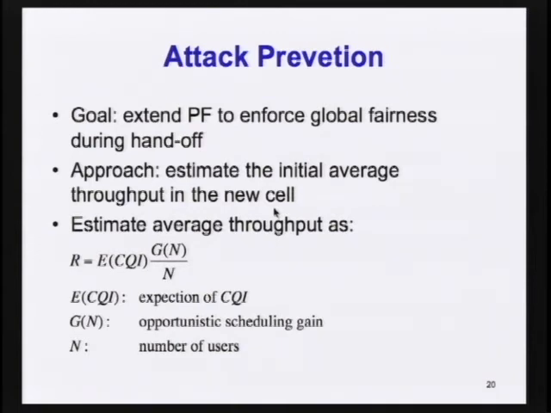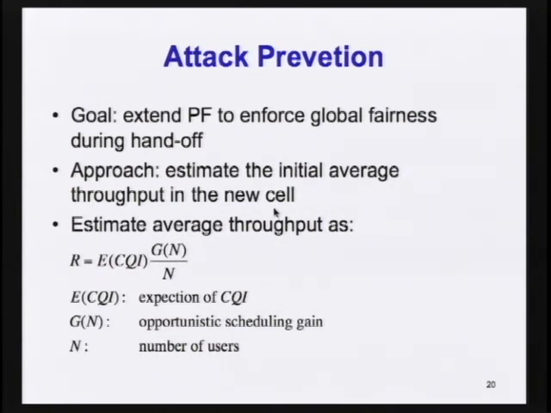You might think that this is trivial, but it's not as trivial as I just described, because you can't just copy the average throughput over, because different cells may have different users. Intuitively, in a cell with fewer users, each user will have a higher average throughput than in another cell with more users. So when you move this average throughput over, you have to scale it by the number of users in the cell.